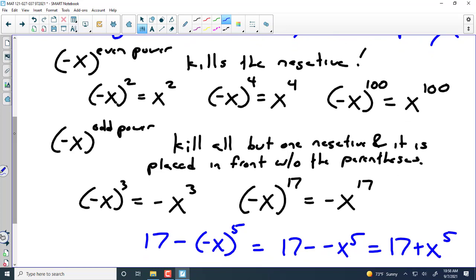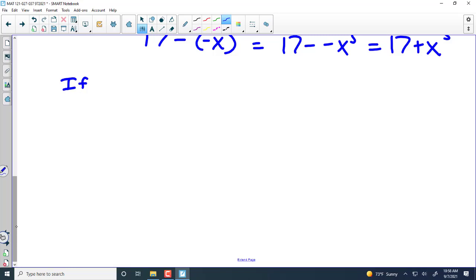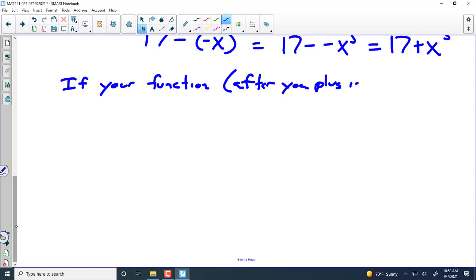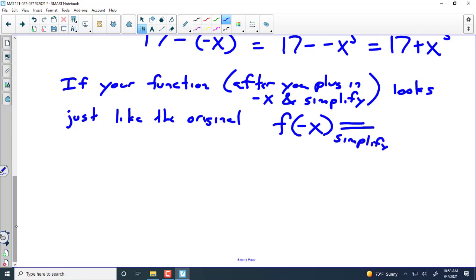And then you look at the new function you have, and here's what you do. If your function, after you plug in negative x and simplify, looks just like the original. And what does just like the original mean? Well, it means that after you plug in negative x and simplify, you get back to where you started. Nothing's changed.